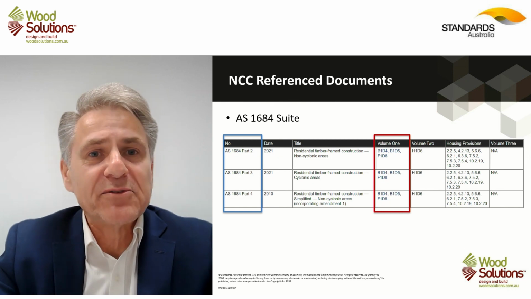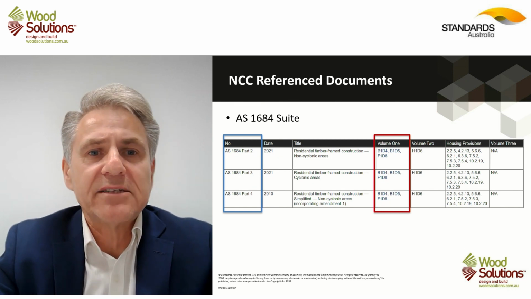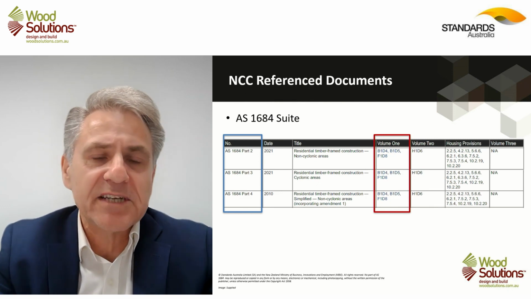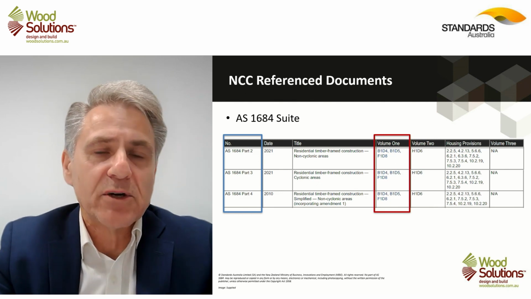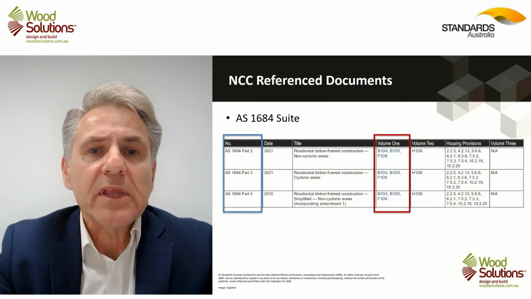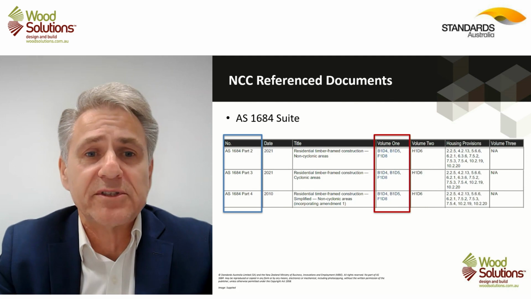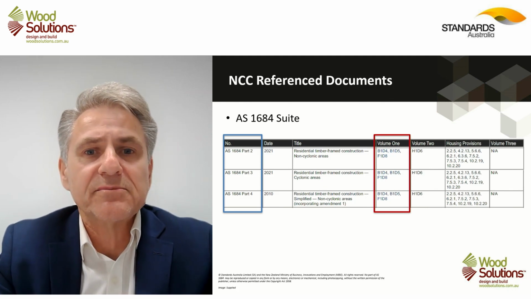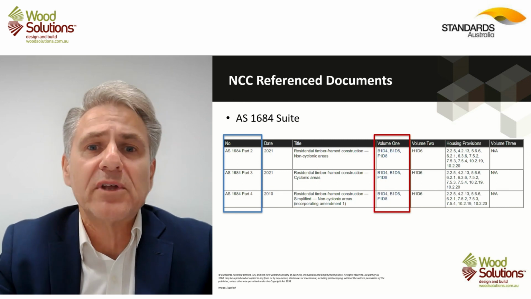So in terms of a reference document, AS 1684 is a primary reference document within the National Construction Code. Each of the 3 parts are referenced. Volume 1 also references AS 1684 under various provisions, and I'll just briefly take you through those in a moment.